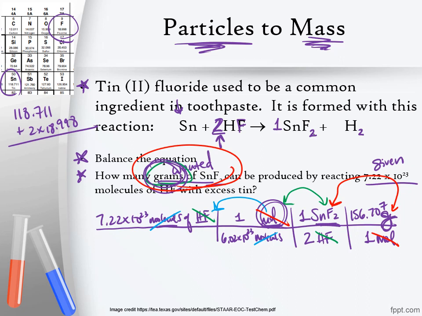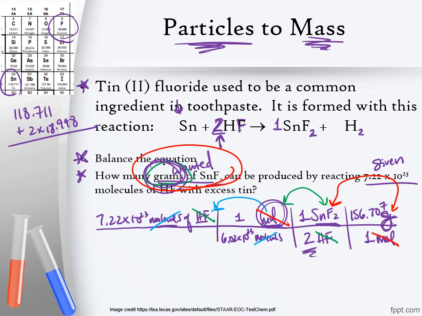Back to the calculator. We're going to multiply everything on the top. 7.22 times 10 to the 23rd times 1 times 1 times 156.707. Divide by everything on the bottom, divided by 6.02 times 10 to the 23rd. Since we're dividing in scientific notation, make sure, my friends, that you are either using that EE button or parentheses around the scientific notation so that things get divided correctly. I also need to divide by this 2, so I'm going to also do divided by 2.